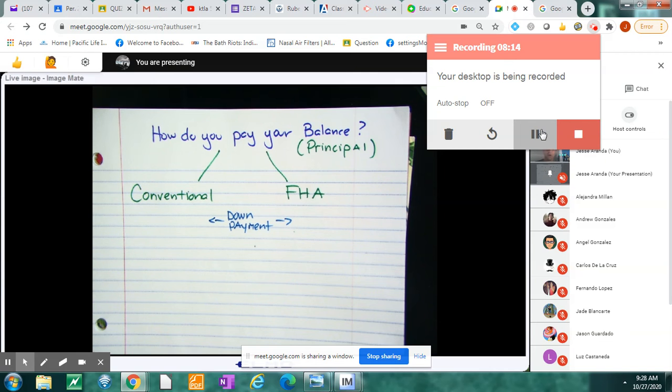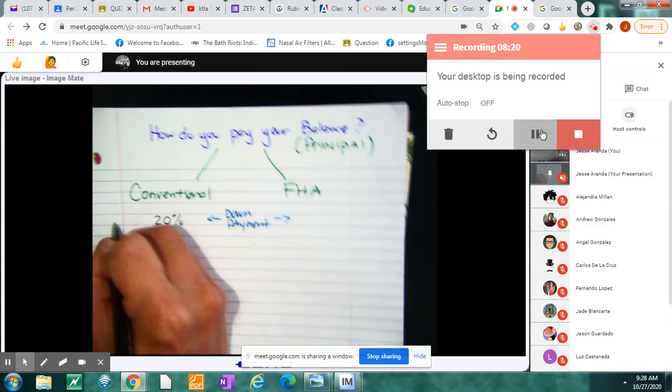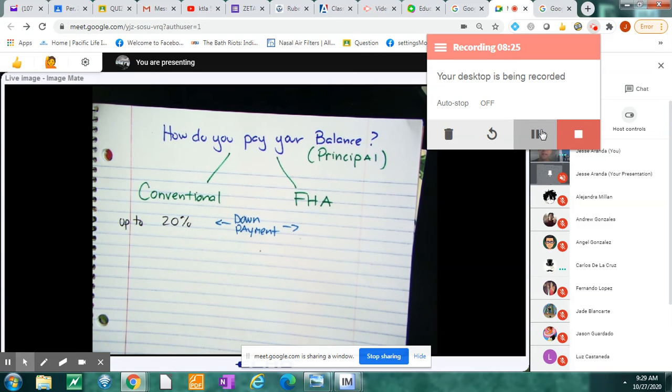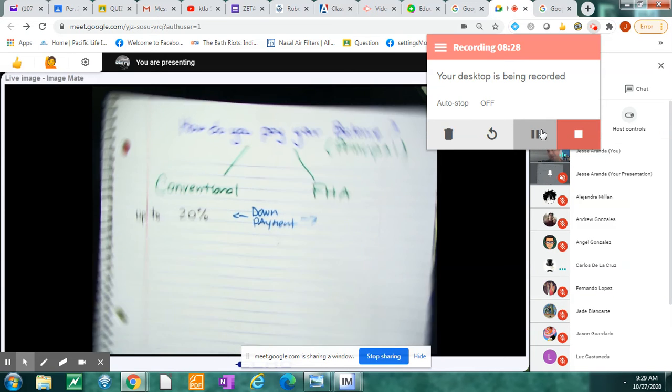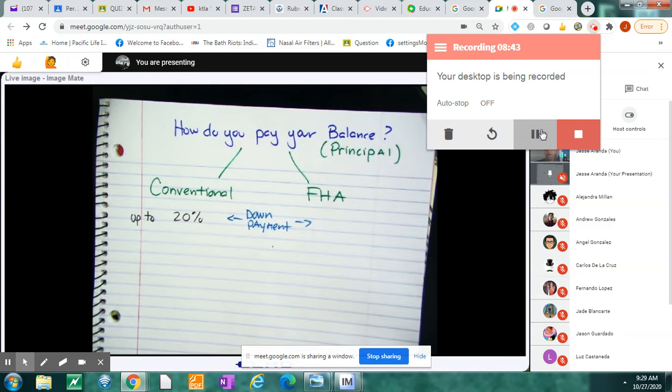Okay, so yes, Carlos, it is 20%. However, it's up to 20%. Let me rephrase it. You mean a range from 20%. So it could be from 18, 17, but again, it depends on the lender. Sometimes they'll be strict and say, "No, we want 20%." Or they'll accept 18%. So it depends on the lender as well.